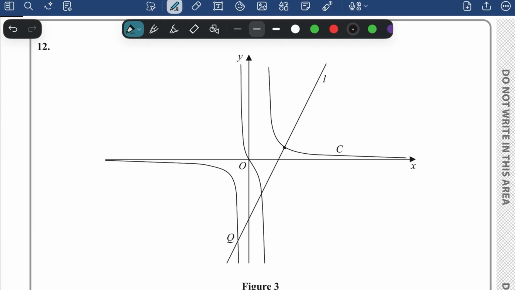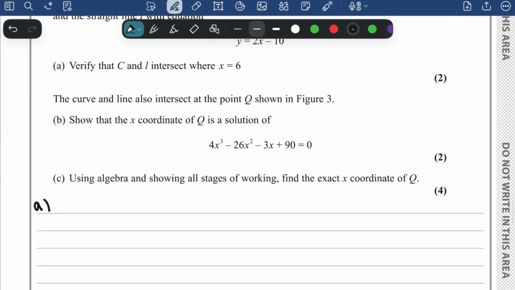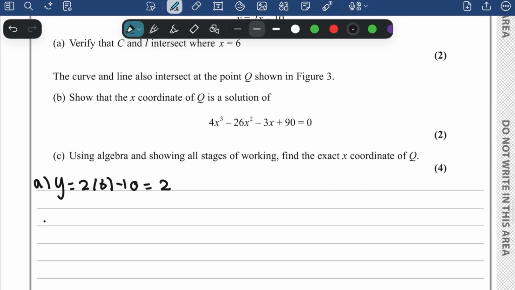So the way we can tell that they both intersect at this point is they'll both output the same y value for this x value, right? So let's put x is 6 into the straight line. So y equals 2 multiplied by 6 minus 10. That's going to equal 2, right? And then for the other one, it's going to be 15.